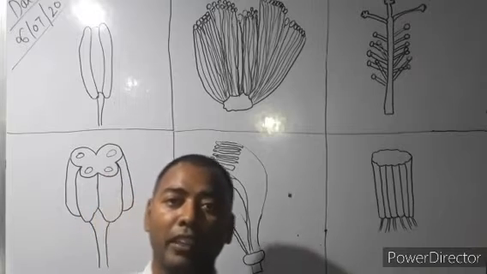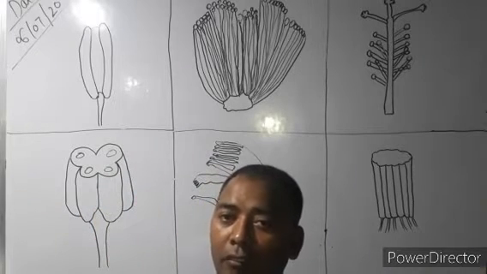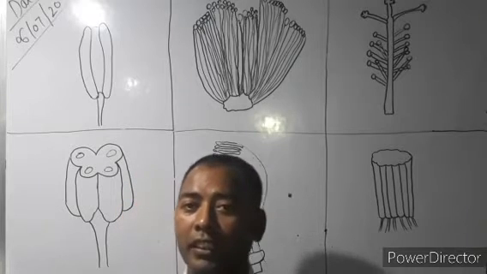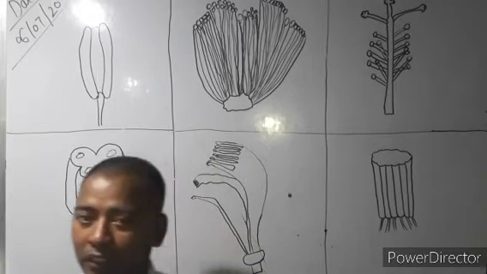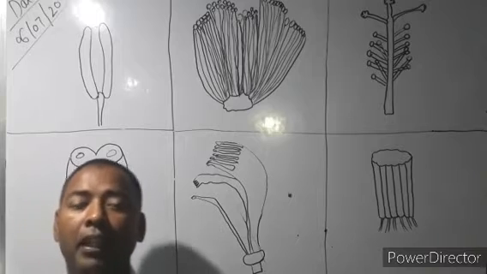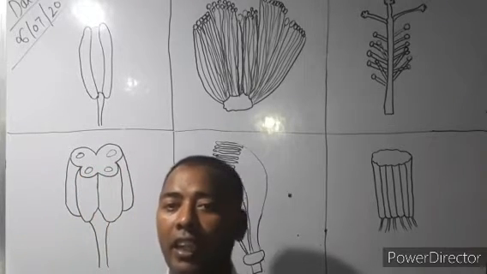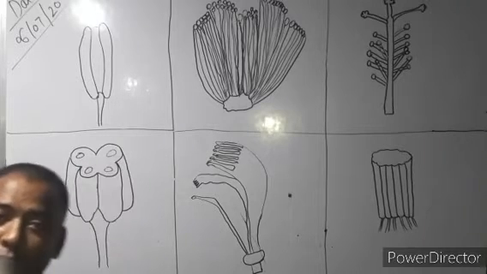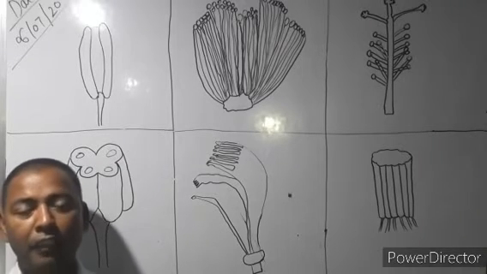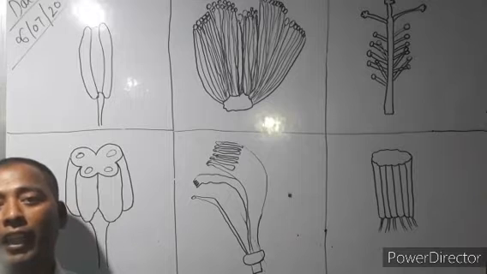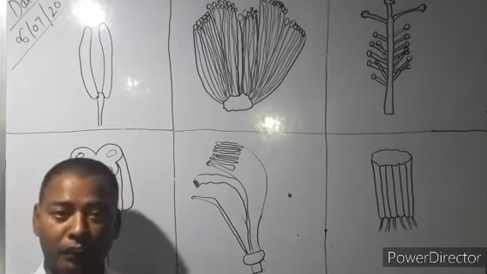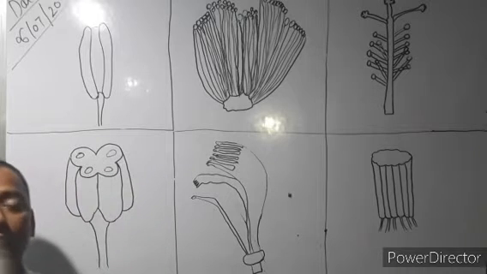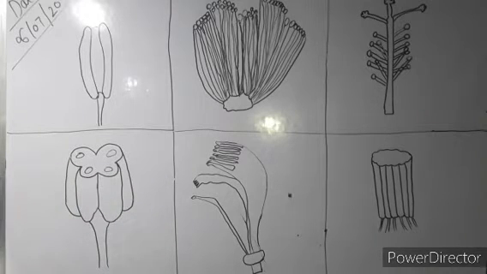In the previous class of biology class 9, we discussed the flower parts, that is calyx and corolla. Today we will discuss the androecium and gynoecium. So first, let us come to the androecium.